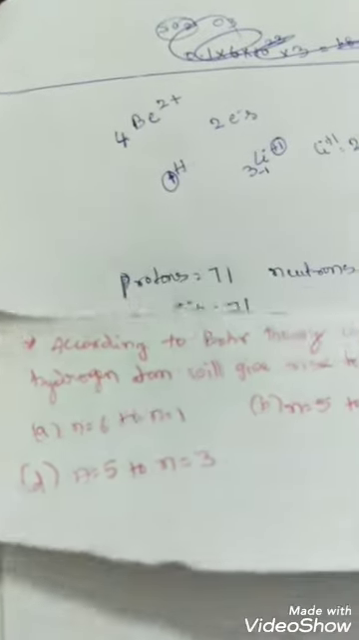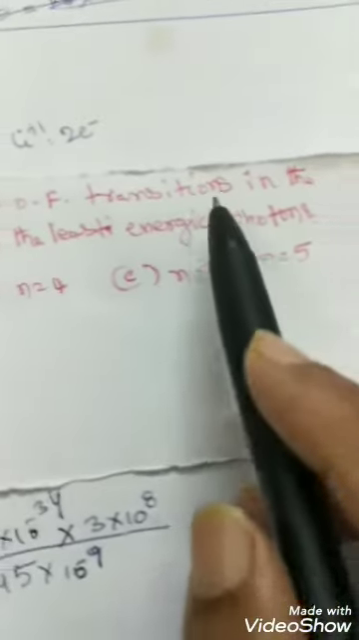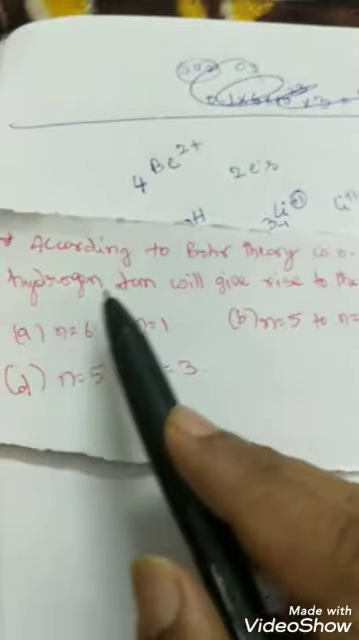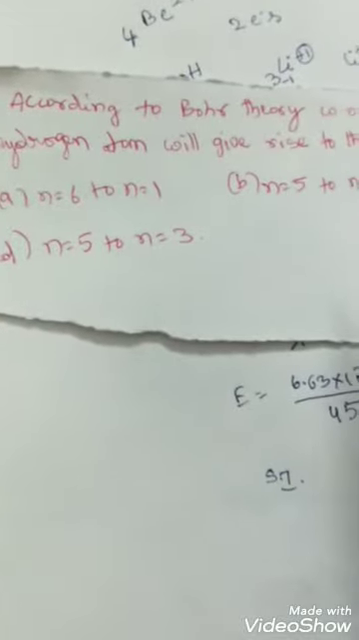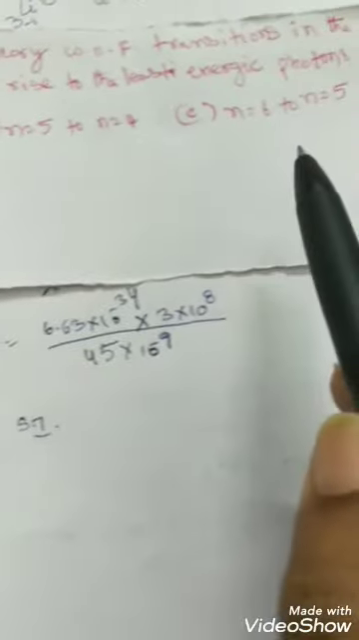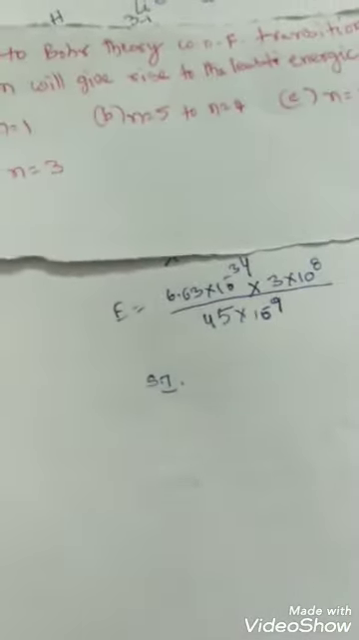So next question. According to Bohr theory, which of the following transitions in the hydrogen atom will give rise to the least energetic photon? Okay, what is the question? According to Bohr's theory, which of the following transitions in the hydrogen atom will give rise to the least energetic photon? You know that in the hydrogen spectrum, transitions take place from a higher region to a lower region. So here options are given.